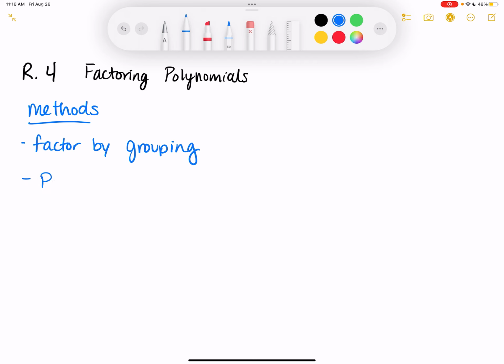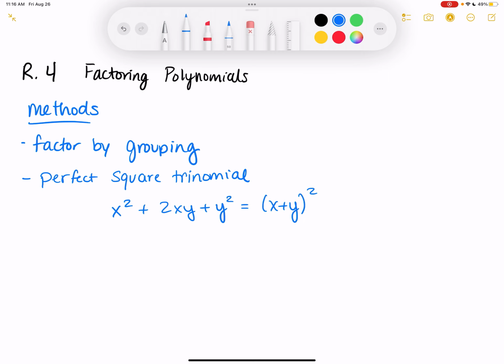So we kind of mentioned these yesterday, but the perfect square trinomial is, we have two options: x squared plus 2xy plus y squared equals (x plus y) squared, or x squared minus 2xy plus y squared equals (x minus y) squared. And then if we were to factor binomials, so that's factoring a trinomial.